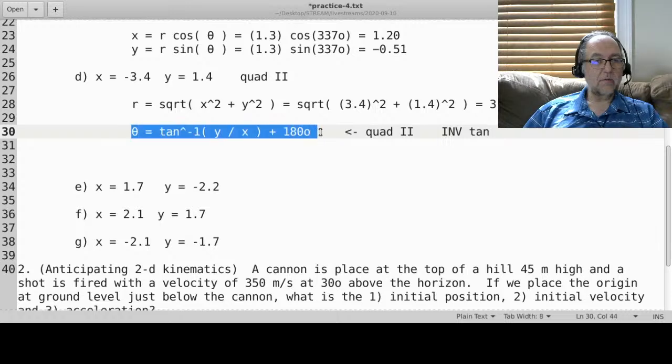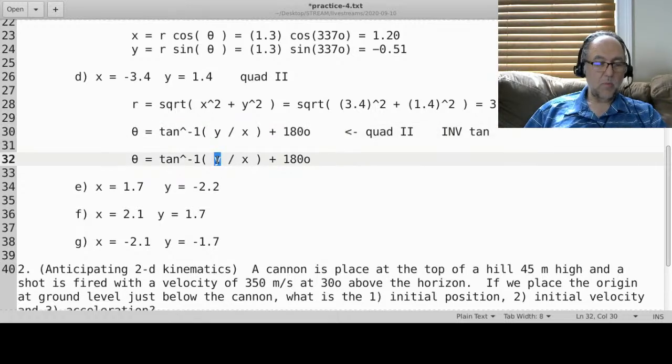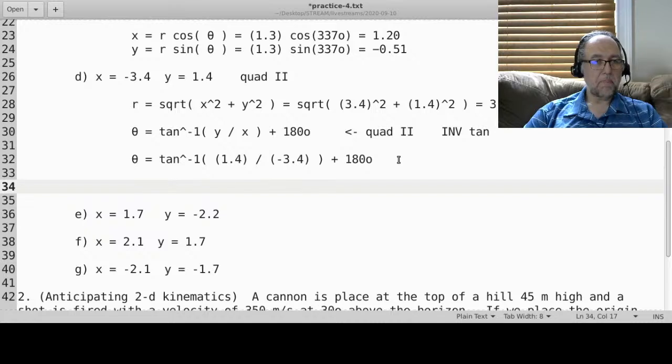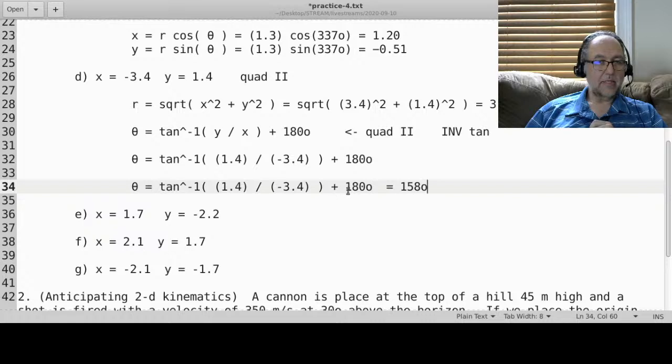Okay, so there's the formula, and here we have to substitute in for y and for x, and the sign is critical here. So y is 1.4, so for y we'll put in 1.4 like that. And for x, it's negative 3.4. And so we get the inverse tangent of 1.4 divided by negative 3.4. Just crunching that through my calculator, I got 158 degrees.